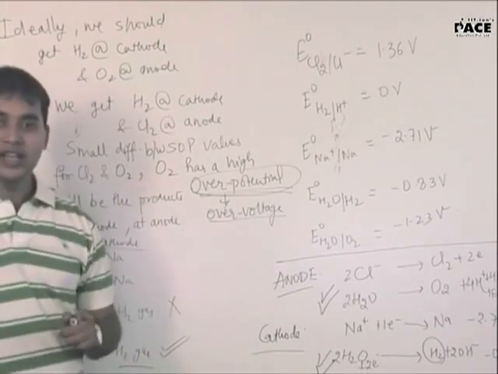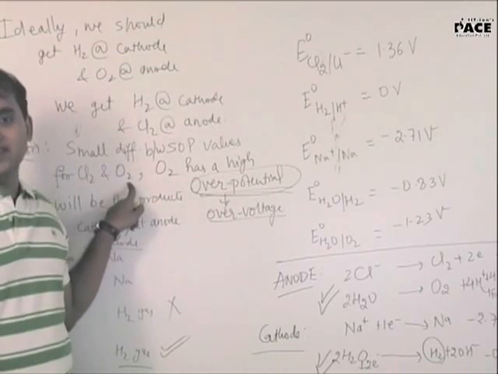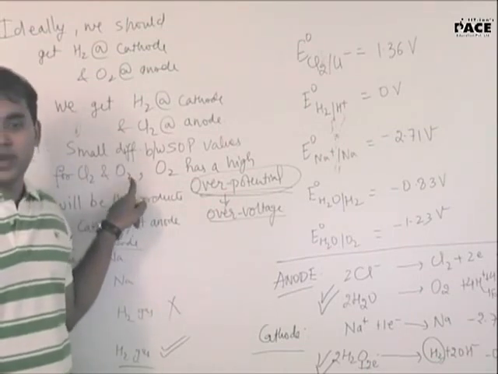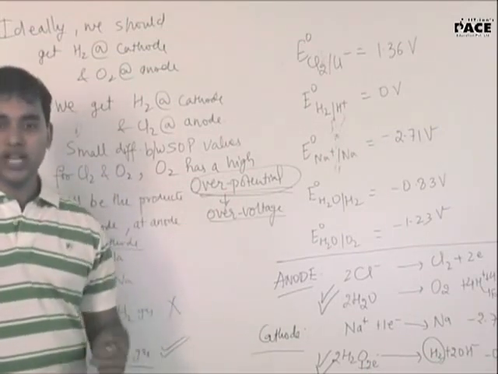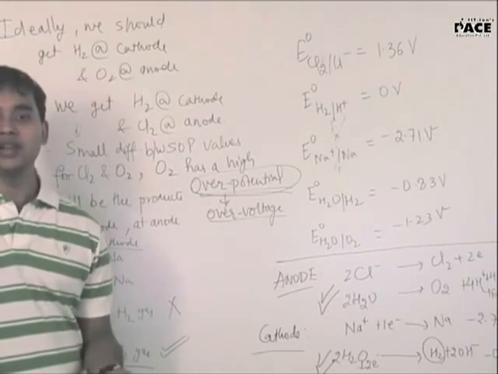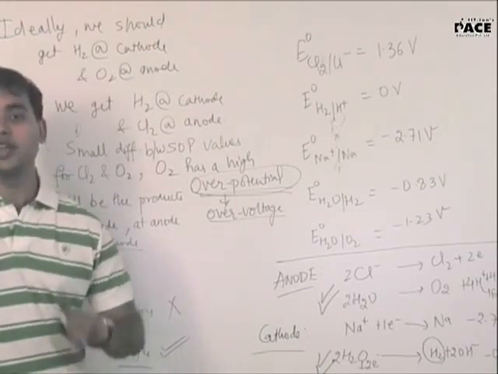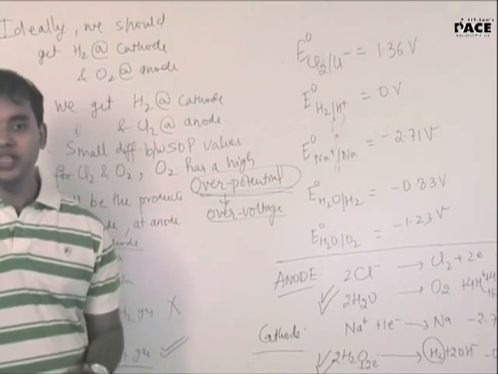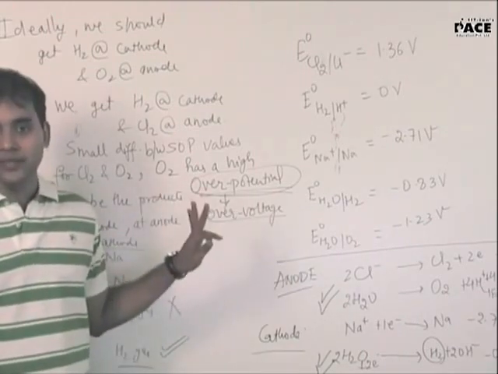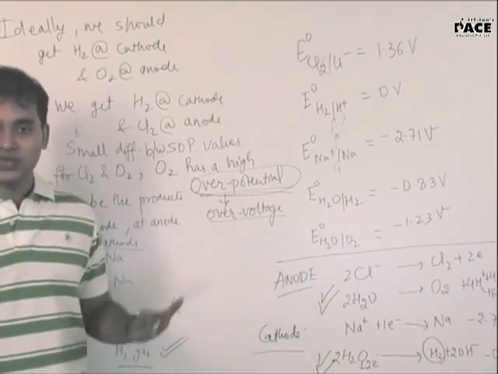Or I can also say that this reaction has a greater resistance to change. That's why I have to apply a potential which should be greater than the actual electrode potential which we have calculated by thermodynamics. You're getting my point? Now this is a practical thing again.